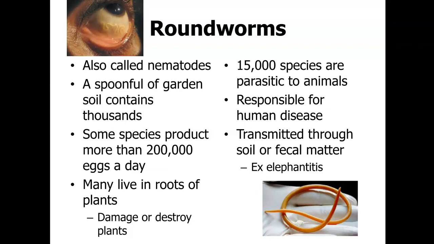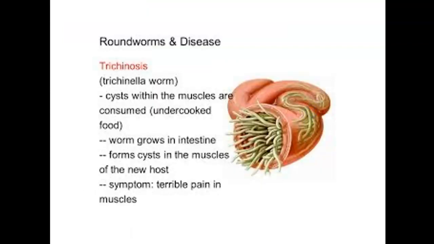About 15,000 species are going to be parasites of other animals, actually. And so with those, they're going to be responsible for a lot of human disease and a lot of animal disease. Lots of these are going to be transmitted through either soil or fecal matter. So for example, things like elephantiasis, which causes the body to retain lymphatic fluid and to swell and have edema in certain areas. And this is going to be the roundworm that's responsible.